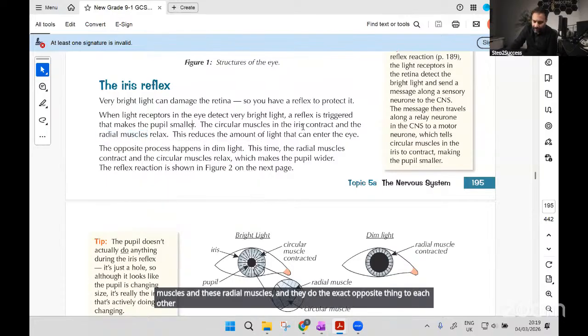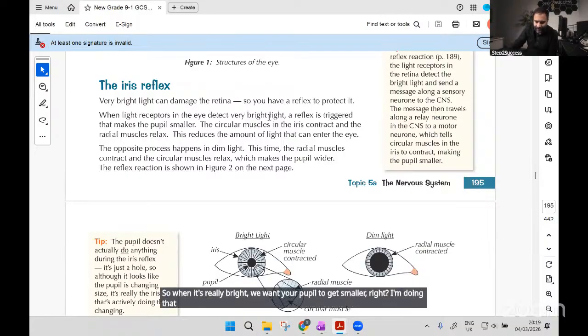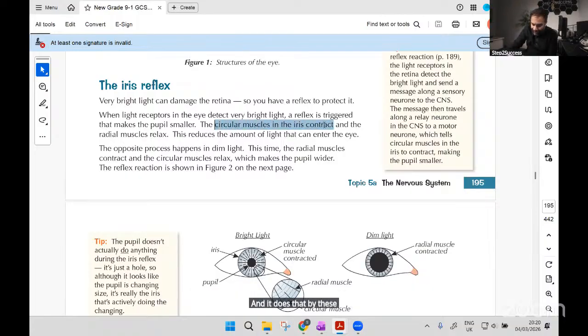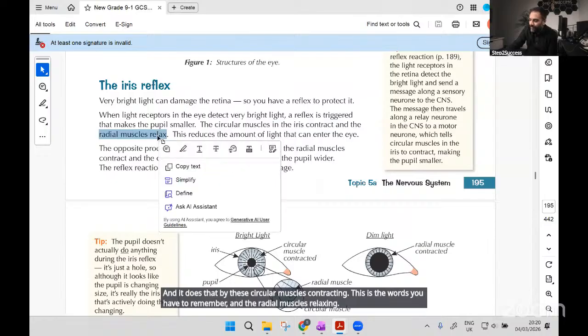When one contracts, the other relaxes. So when it's really bright, we want your pupil to get smaller, right? Smaller, and it does that by these circular muscles contracting. These are the words you have to remember. And the radial muscles relaxing. So to make the pupil smaller in bright light, circular muscles contract, radial muscles relax.